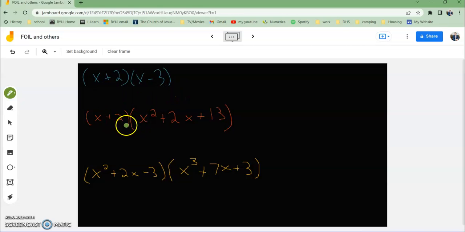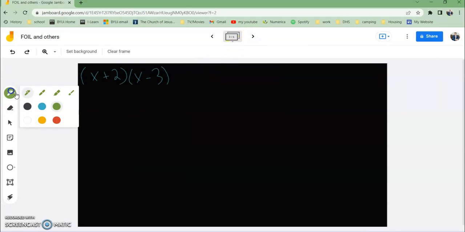So if it's more than x plus 2, or it's x squared plus 2x, you see this 13, this third term makes it a little rough. We can't really use FOIL in this case. So the way I like to think about it is, yeah, you can use FOIL where you do the first ones, the outer ones, the inner ones, and the last ones.